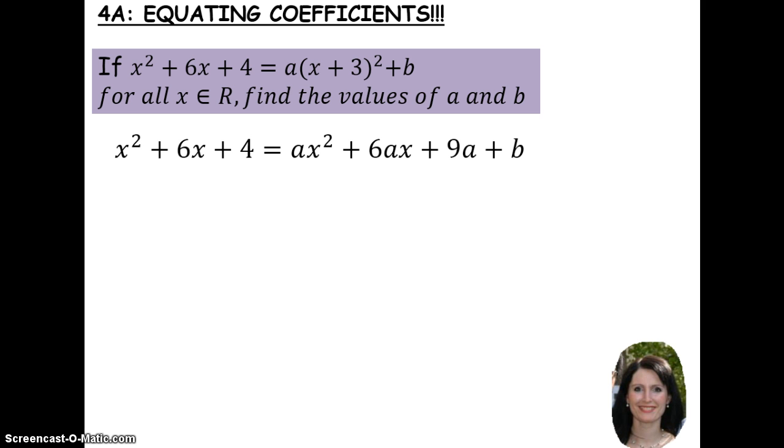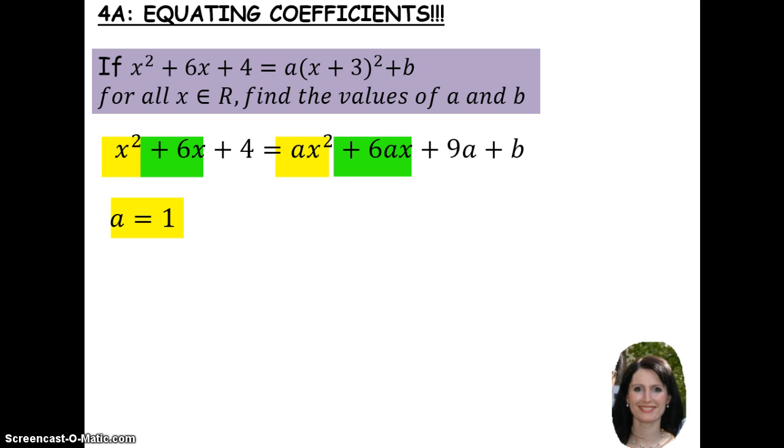Now, for a start, I'm going to expand on the right. So instead of having the brackets, I'm going to get ax squared plus 6ax plus 9a plus b. The next thing to look at is where I have the x squareds. On the left I have x squared and on the right I have ax squared. If x squared equals ax squared, it then follows that the coefficient of x squared on the left must be 1, so the coefficient of x squared on the right must also be 1. That tells us that a equals 1.